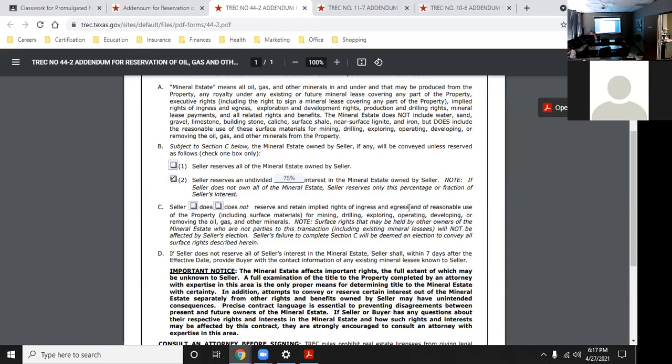What is ingress and egress? That's basically the right to go on and off the property, to go out, put stuff on it, and I guess like mine, drill, explore, stuff like that. So you're getting rights to take stuff on and off the property.